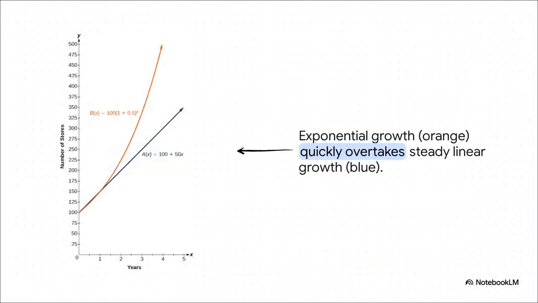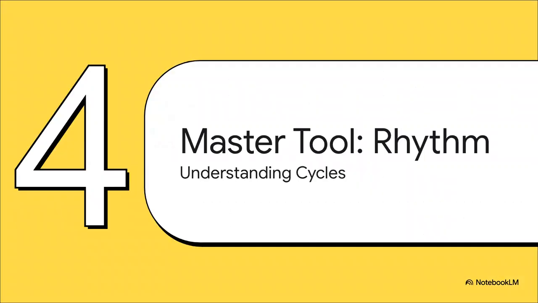Okay, get ready for the aha moment, because this graph says it all. Just look at how that orange exponential curve starts off slow, but then completely leaves the steady blue line in the dust. For a little while, they look kind of similar, but then the power of compounding just takes over. That right there is why this tool is so crucial for understanding everything from your investments to how a virus spreads.